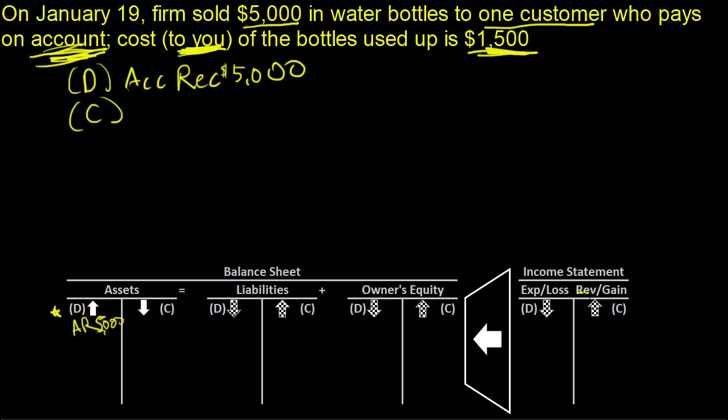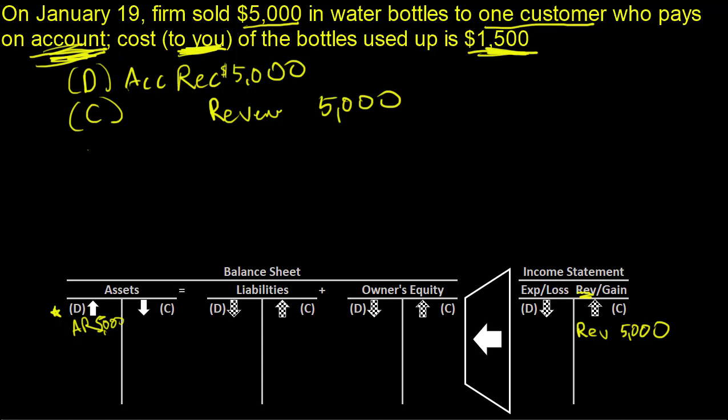Corresponding to that, this is a revenue. This is revenue or sales. We could call it water revenue or sales. Revenue of $5,000 is also going to be recognized. All right, so that's going to be our credit. Revenue of $5,000 will be credited.